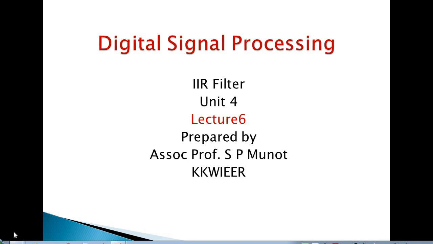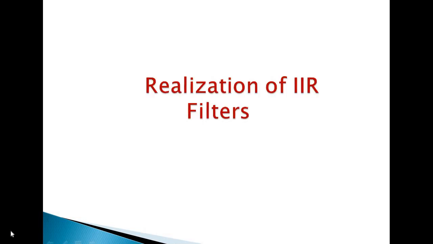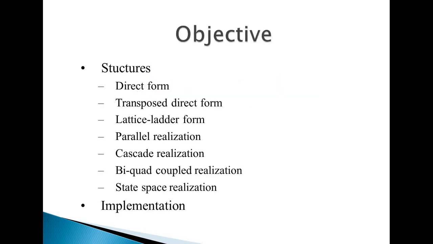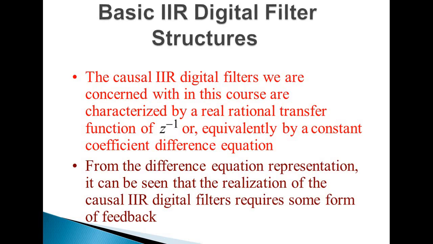Lecture 6 is related to realization of IIR filter, that is using the different delay, multiplier and adder circuits and different realization structures we have to study in this particular unit. So realization of IIR filter: direct form, transpose direct form, lattice ladder form, parallel realization, cascade realization, backward coupled realization, state space realization and implementation.